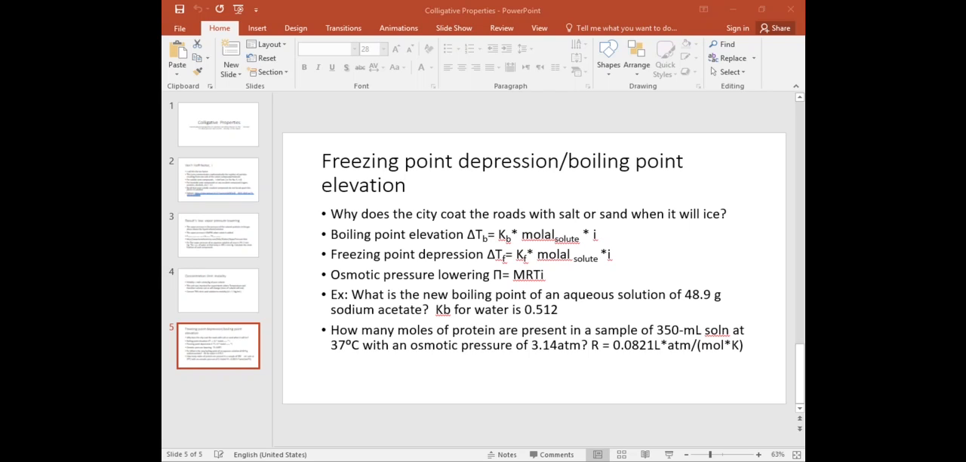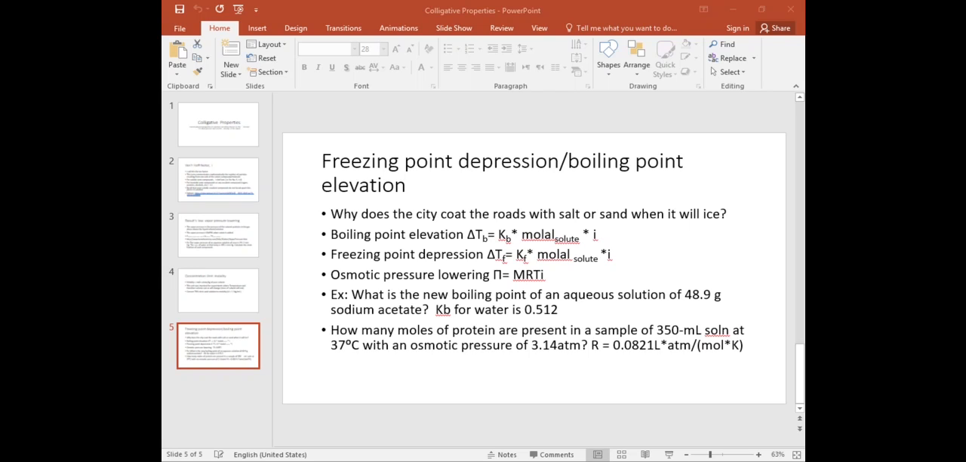When you add things like salt or sand to the roads, it decreases the freezing point, meaning it's not going to freeze at 0. It has to get even colder to freeze. So you subtract. If you got 6.5 when you solve the equation and it's in water, you would have 0 minus 6.5. So your new freezing point would be negative 6.5 degrees C.